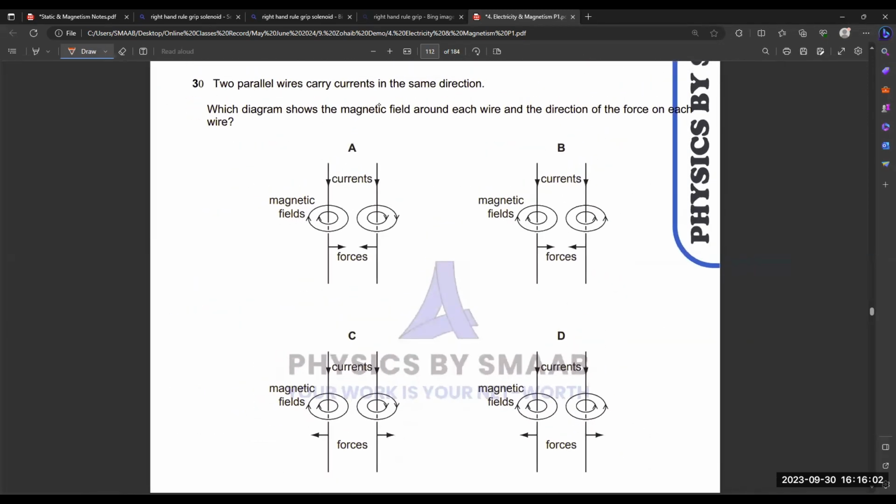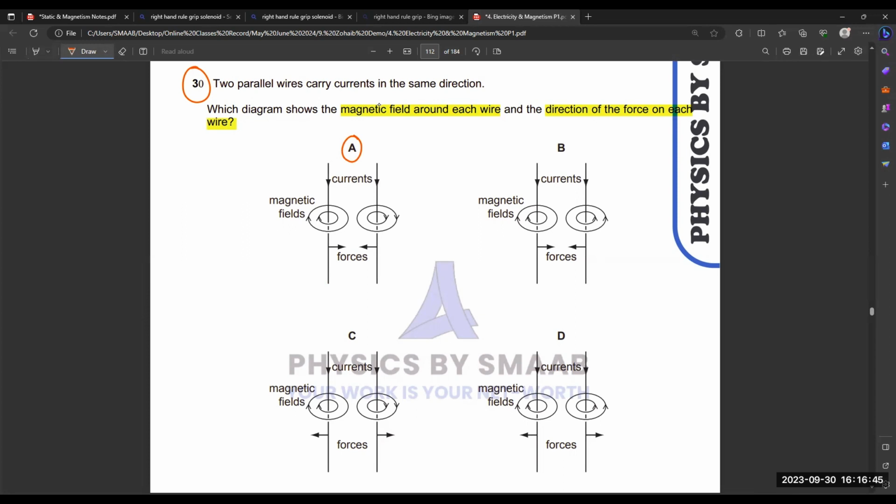There is one more related to the diagram. Again, two parallel wires carry currents in the same direction. Which diagram shows the magnetic field around each wire and the direction of the force on each wire? So you have to identify the magnetic field around each wire and the direction of force on each wire. So what will be your answer? Let's suppose we consider the first option, A. In option A, current is moving in the downward direction, so both wires have the same direction.